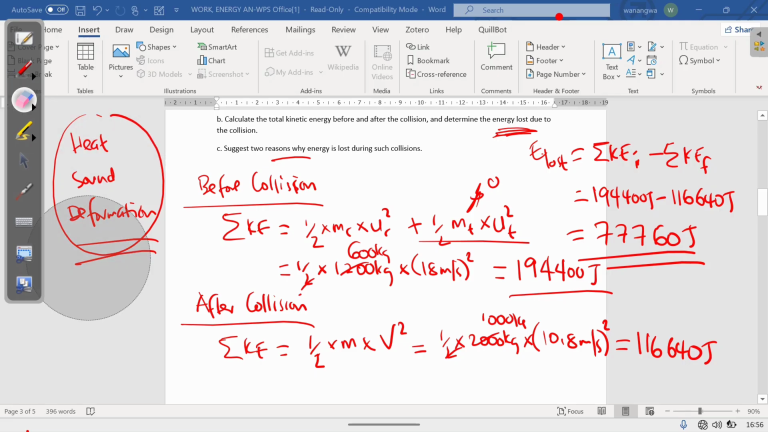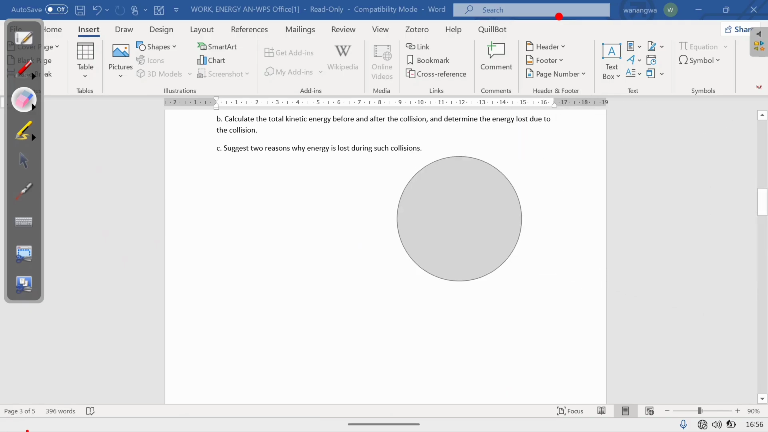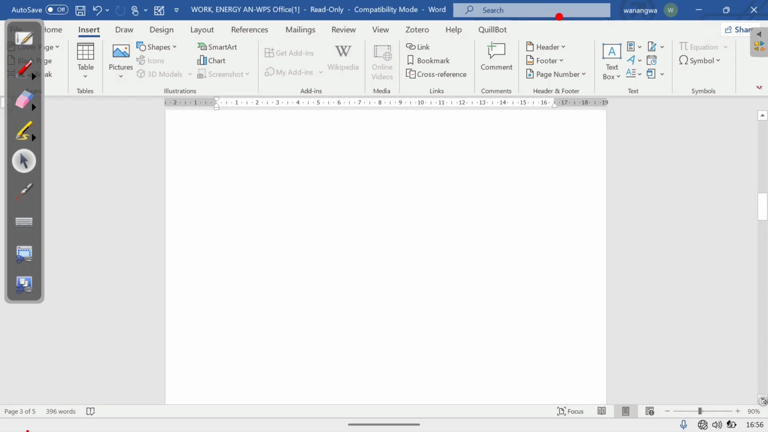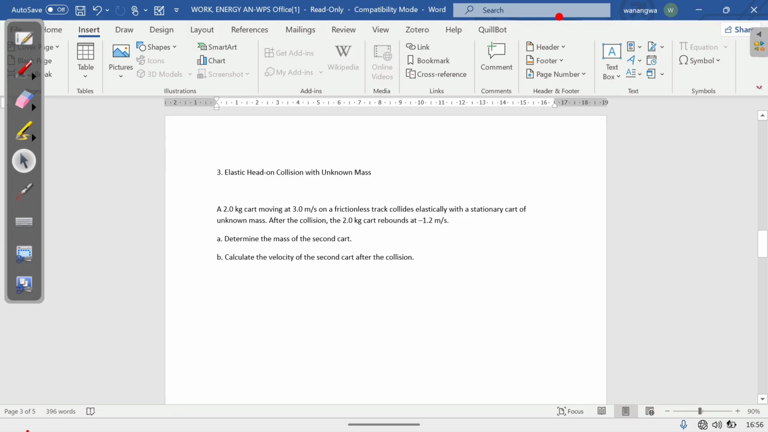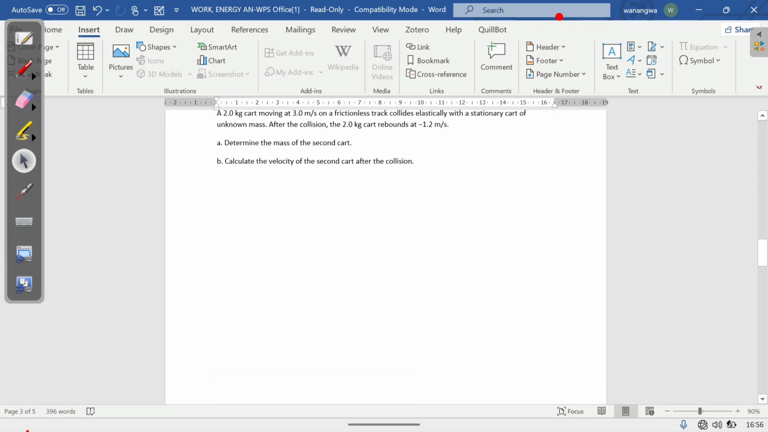Now, let's transition to the third problem. I hope you're able to follow this, and make sure you do these problems before I actually show you how to do it. In that way, you'll be able to know whether you're improving or not. This is very important. Now, let's look at this next one.